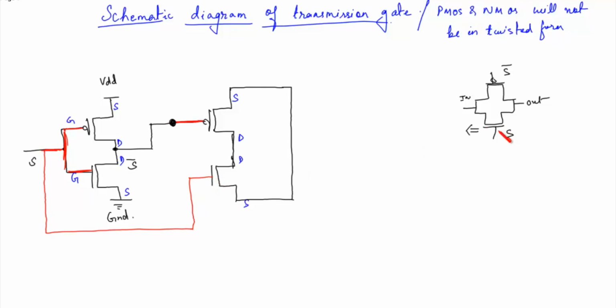It's not compulsory that this should be S and this should be S bar, but these two are always complementary. That is, if this is S bar, then this should be S. So the input is given at S, at the source, and the output is obtained at the drain. This is one form of schematic diagram.